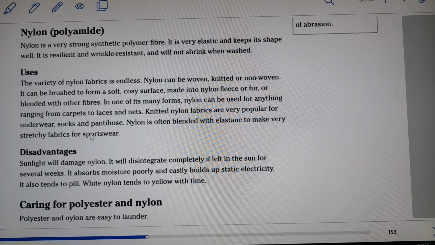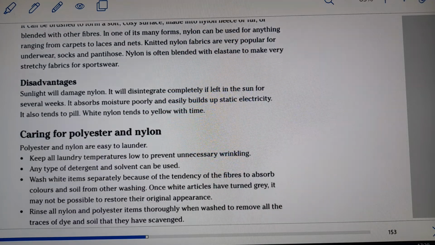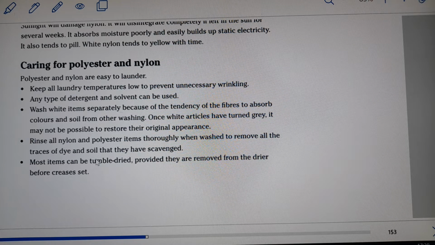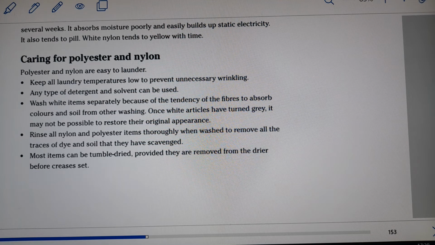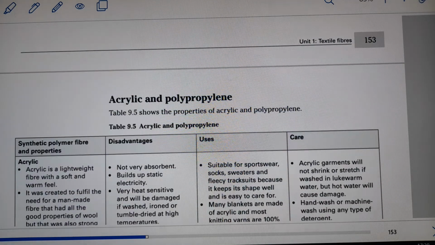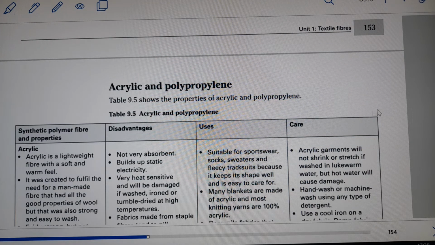And we get the uses. You will study the uses. We get the disadvantage, and we get how you care for both polyester and nylon. This paragraph tells us how you care for polyester and nylon. So you need to study this as you studied the table. And we have the last two synthetic polymer fibers, which are acrylic and polypropylene, and for the two, they've put them in table 9.5.